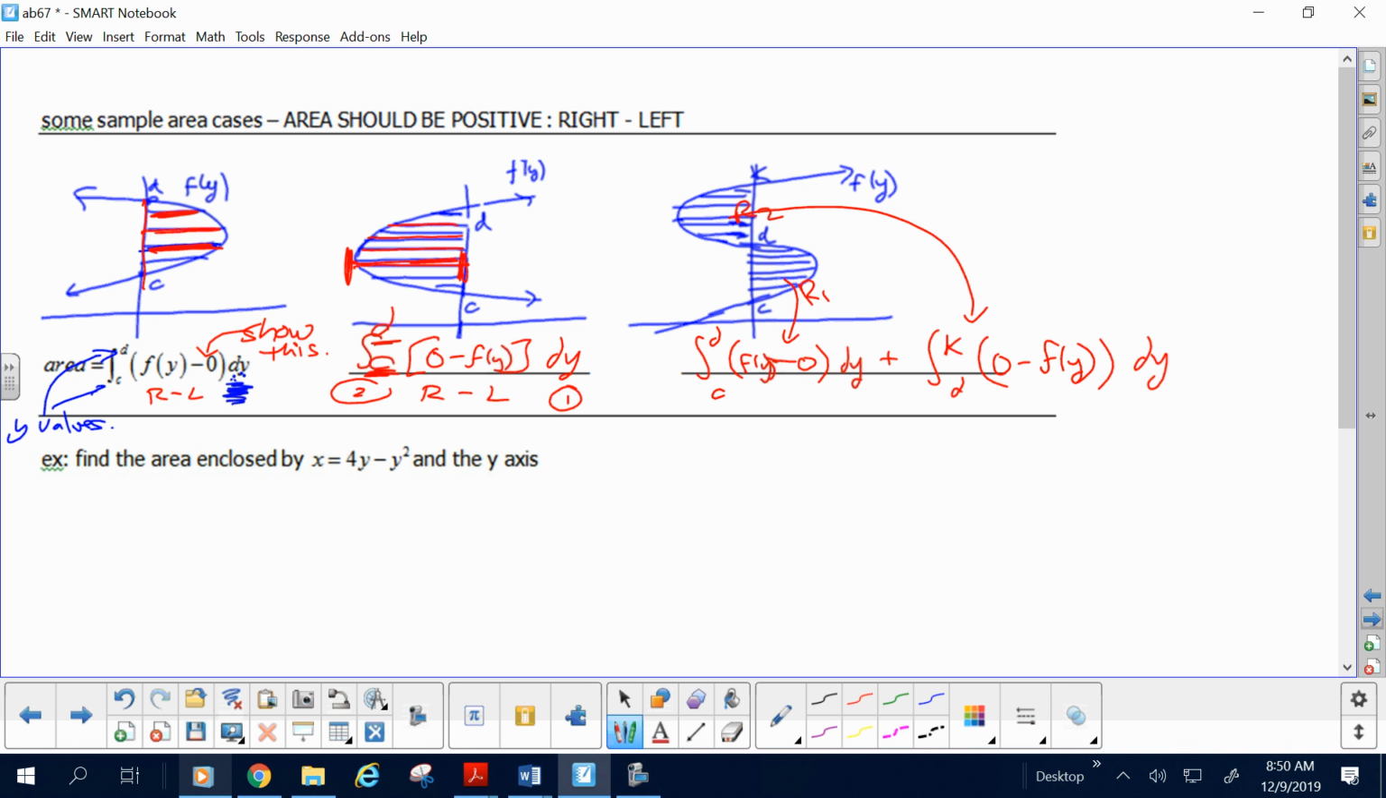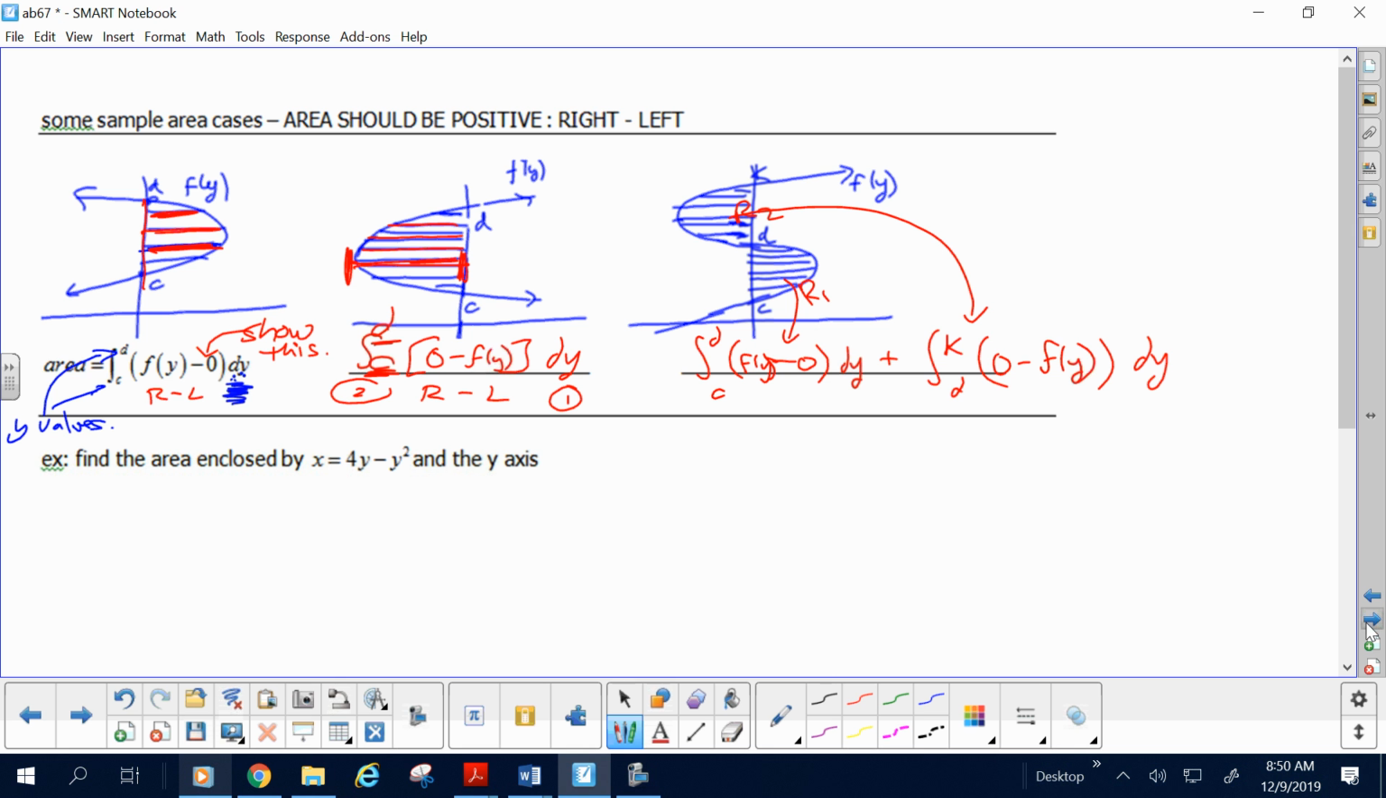Okay, cool. What if I did all this work and I got a negative 5/12? Just erase the negative. That's a 2. No, you screwed up. You go back and figure out where you went wrong in the setup. Okay? Area should be positive. Area should be positive.